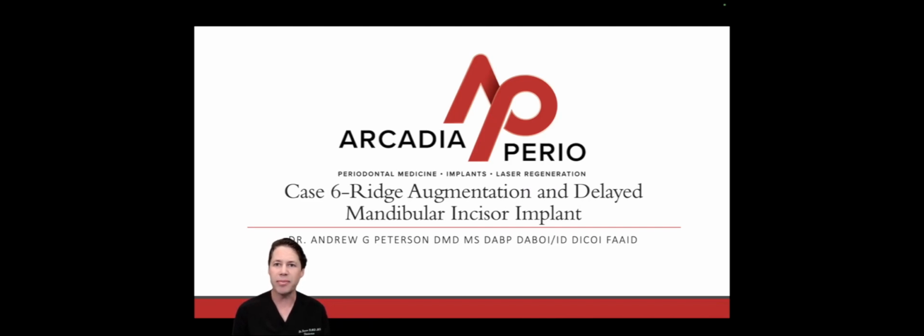Today we're going to focus in on the mandibular anterior sextant. This is a fun case. We're going to see how I built the ridge, augmented it, allowed it to heal, and then designed a surgical guide and placed the implant. So you're going to get to see this case from start to finish. This case took over a year to complete. So sit back, relax, and let's dive in terms of how to manage horizontal ridge defects in the mandibular anterior sextant.